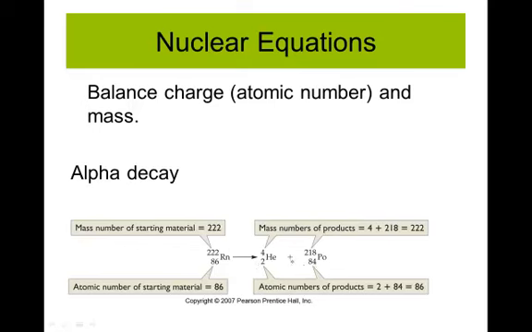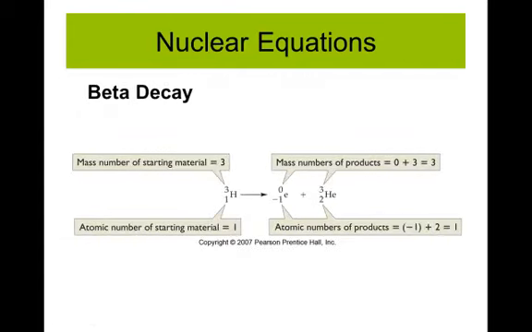Now this is an example of an alpha decay, because we can see that right here, this is my helium nuclei, which is my alpha. And anytime it says a decay or an emission, that means it's going to be on the right side of the equation, on the product side. If it said anything about an absorption or a capture, then it's going to be on the left.